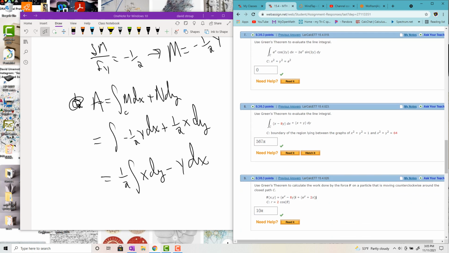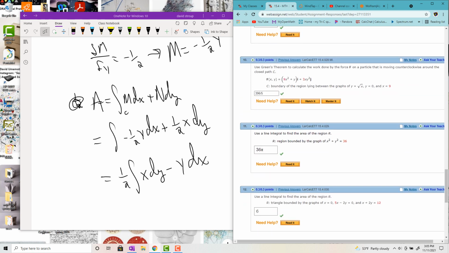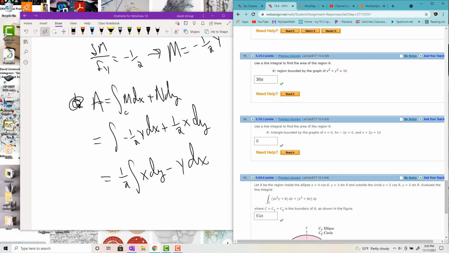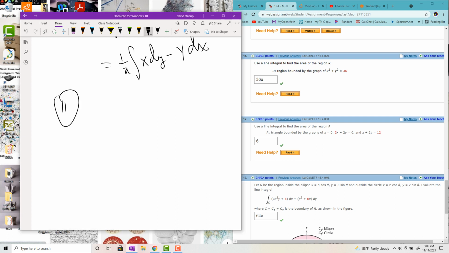Right? So some of the problems in the book then will have you do that. Use the line integral to find the area of like a circle. Okay, sounds nuts, but you could do it. So let's try number 11. The area is from this x squared plus y squared equals 36.